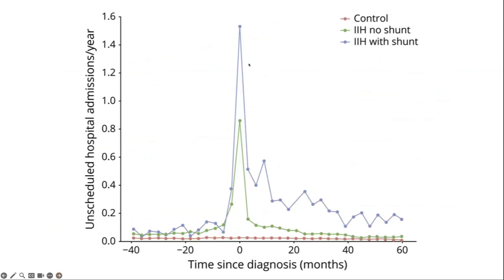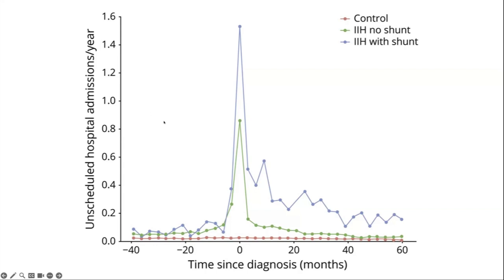And the other good thing about SAIL, as we know, is that we can look at healthcare utilization, and this is quite important for healthcare planners, and it also tells you a lot about what's going on. So you can see here that on the horizontal axis is the time when people were diagnosed, so 0 is the time of diagnosis, and on the vertical axis is the rate of hospital attendances.